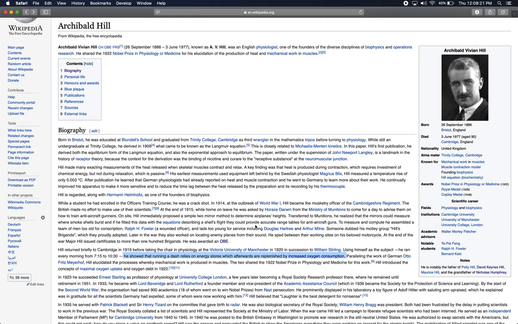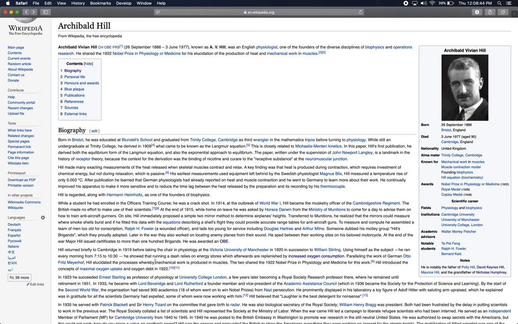He won that prize in 1922 with another giant in the field, Meyerhoff, for his work on connecting the mechanical elements of how muscle produces force to the energetic elements, the thermodynamic elements of how muscle produces force. So he was a foundational figure in explaining mechanistically how skeletal muscle actually works at that scale of investigation.